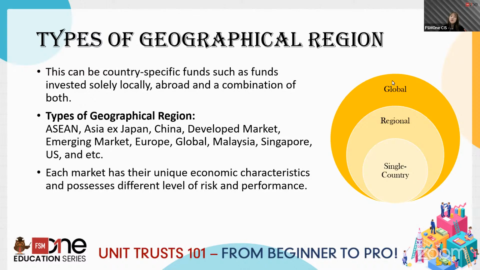For a global fund, it will invest all over the world. As for the regional fund, it will invest in major economic regions such as Asia, Japan, the US, and Europe. Whereas the single country fund will invest in one country only, such as Singapore, China, and India. Each market has its unique economic characteristics, and they pose different levels of risk and performance. So the variety of funds that FSMOne offers will enable investors to tap into exciting investment opportunities.